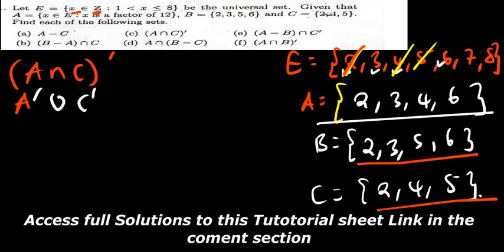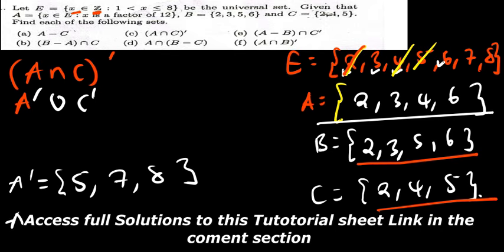So we want to find the numbers. I'm going to first rewrite my A complement, the numbers that are not found in A. 2 is found in A, I'm not going to write it. 3 is found in A, I'm not going to write it. 4 is found in A, I'm not going to write it. 5 is not found in A. 6 is found in A, then 7 and 8.